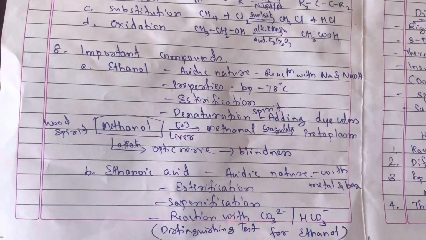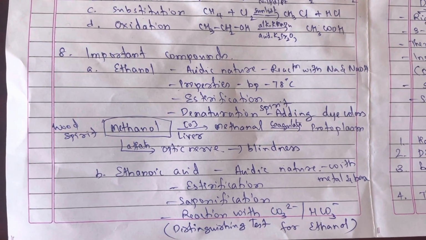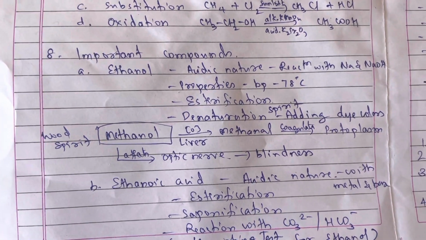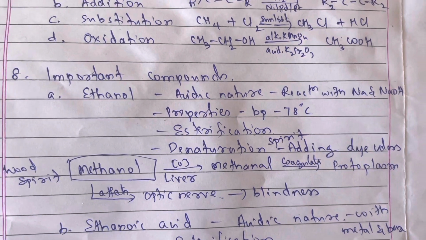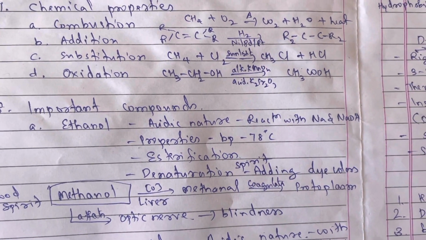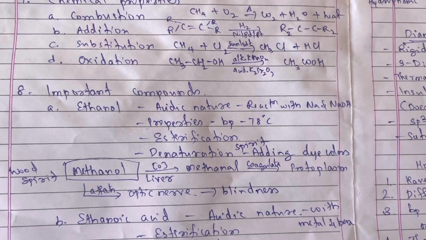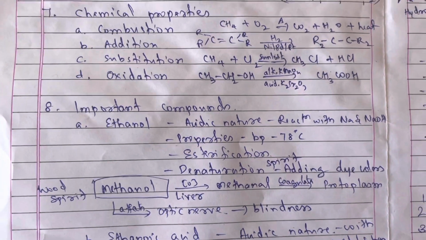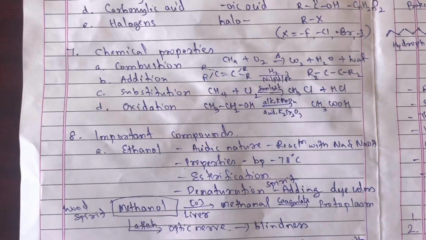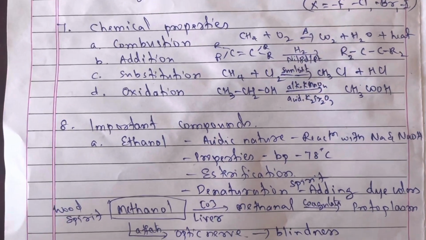Another important concept here is the important compounds of alcohol as well as carboxylic acids. One important compound of alcohol is ethanol. Ethanol is actually acidic by nature, which can be proved by making it react with sodium metal or sodium hydroxide. In both cases hydrogen gas is released, and in the case of sodium hydroxide it will produce water and salt.